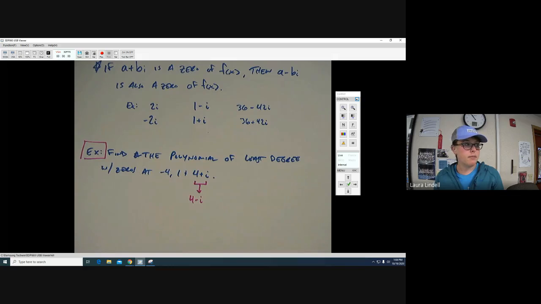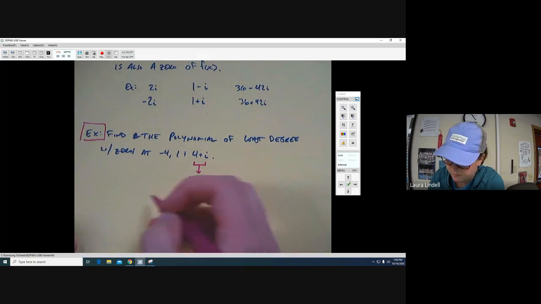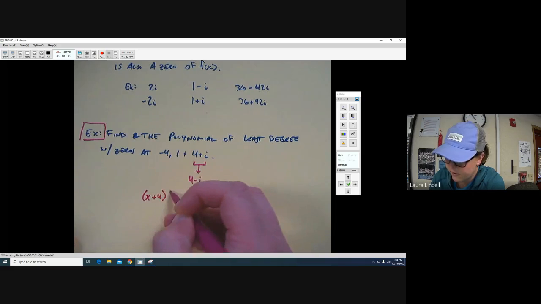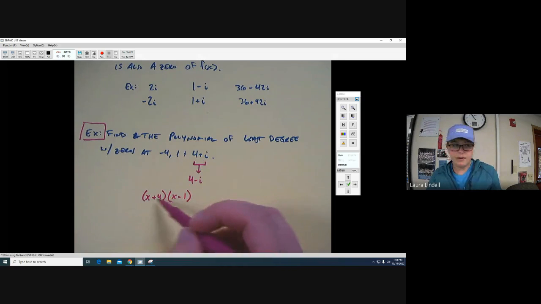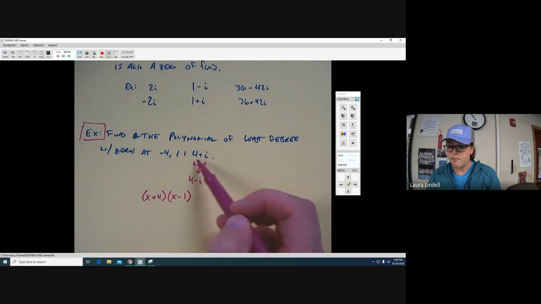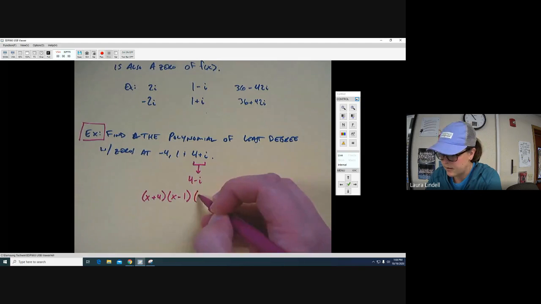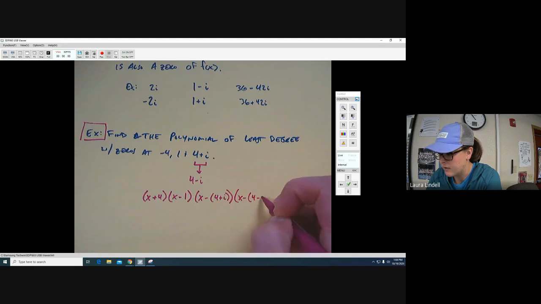So when I'm trying to find the polynomial of least degree with these zeros, what I would do is start by multiplying x plus 4, x minus 1. So that would give me the zeros of -4 and +1. And then I have to do the same thing with the 4 minus i and the 4 plus i. I have to go times x minus (4 plus i) times x minus (4 minus i).